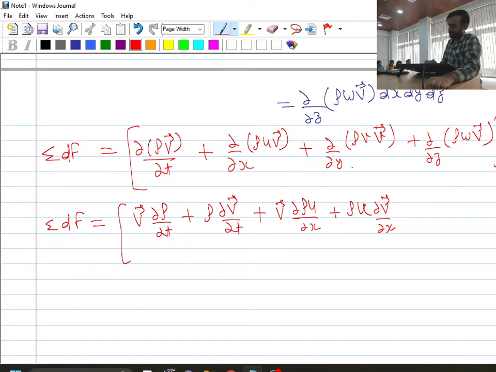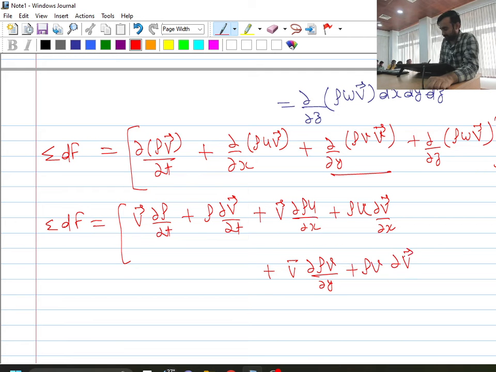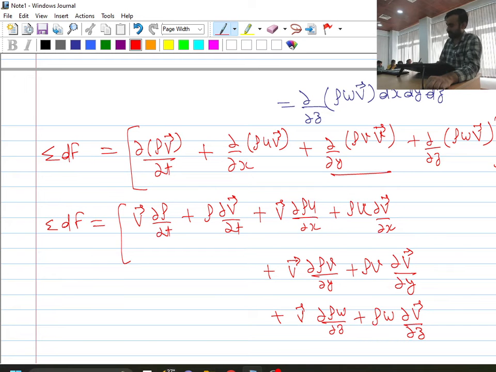So this is only the first term now. Now the second term. What will be the second term? Plus V vector into del rho v by del y plus rho v into del V vector by del y. Plus V vector into del rho w by del z plus rho w into del V vector by del z. Fine. So this we will be having, and this times dx dy dz.